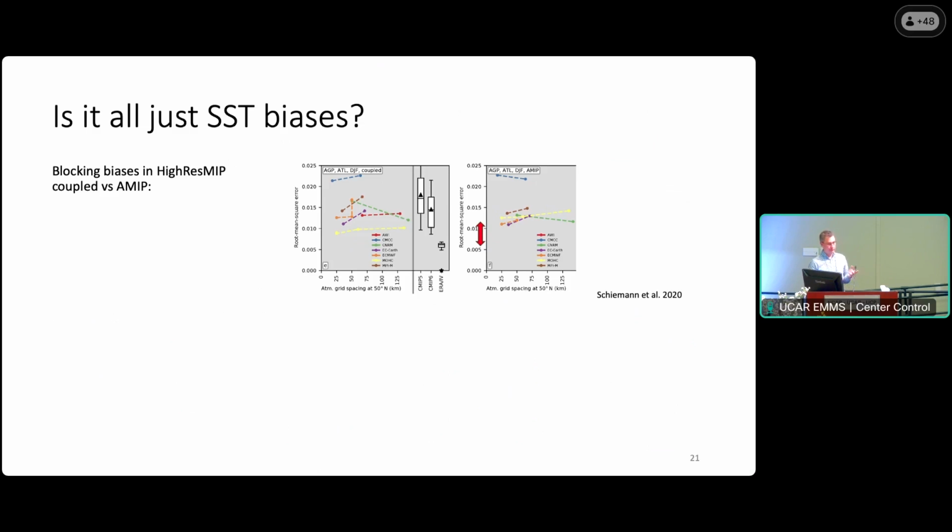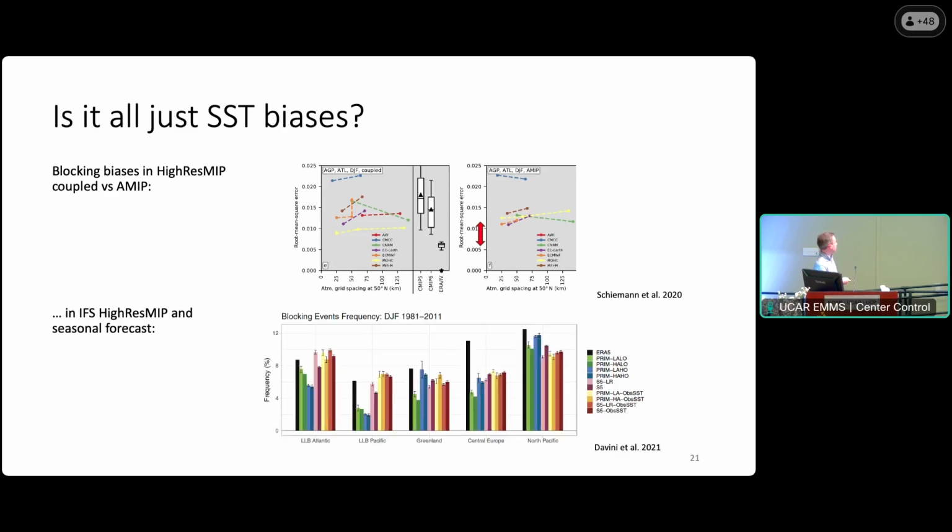You can think about this in different ways. You could say it's just intrinsic biases in the atmosphere model. Or you could think maybe there's something about the coupling itself. Maybe I need to represent atmosphere-ocean interactions to represent blocking well. And for that, I don't have a multi-model answer, but I have one example.